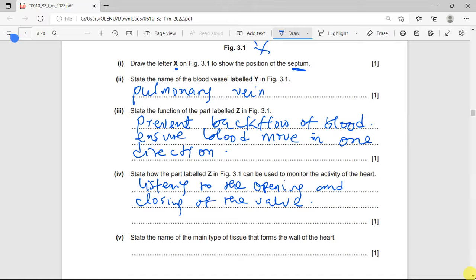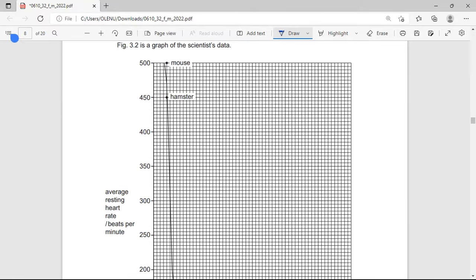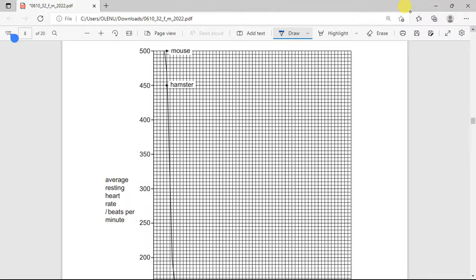The last question here is state the name of the main type of tissue that forms the wall of the heart. That's the cardiac tissue. That's the tissue that forms the wall of the heart. Okay, I thought that's the last question. No, it's not.